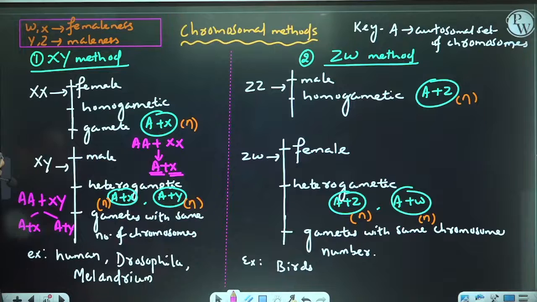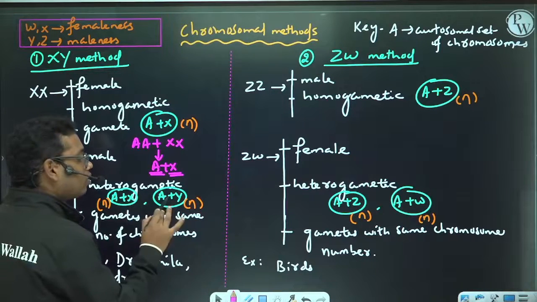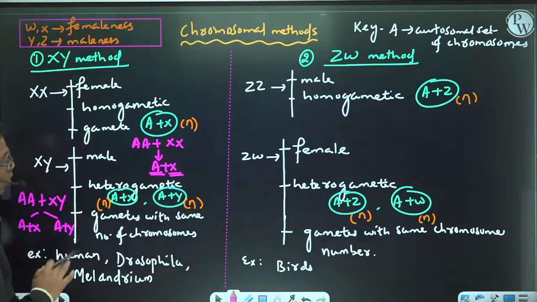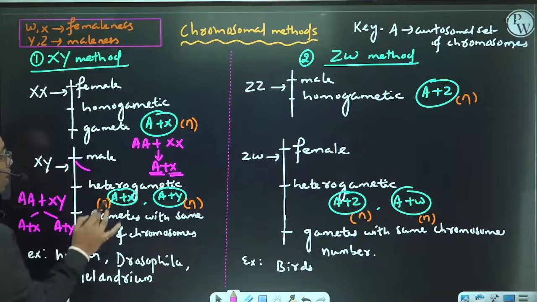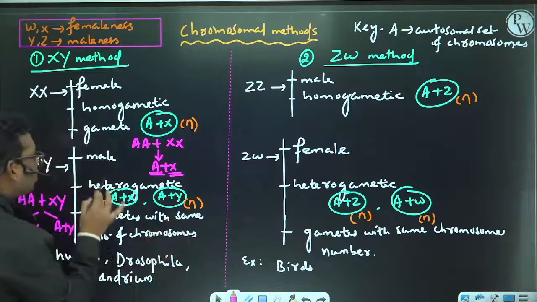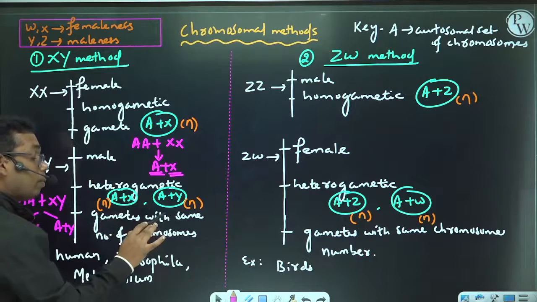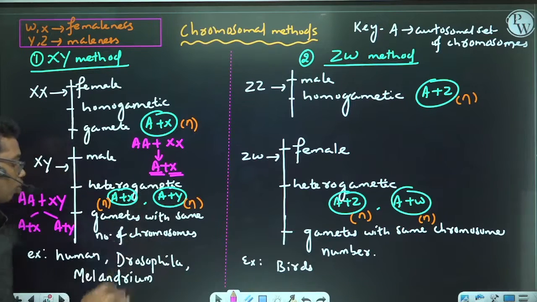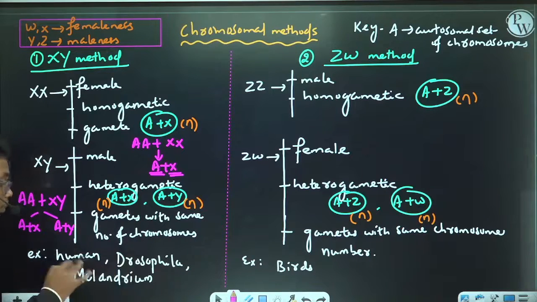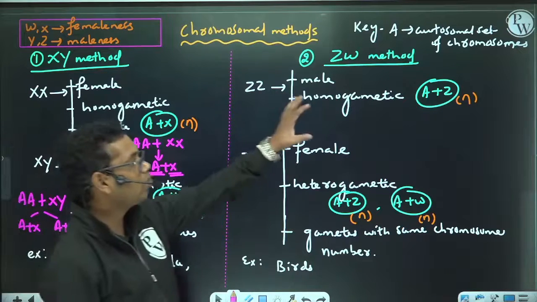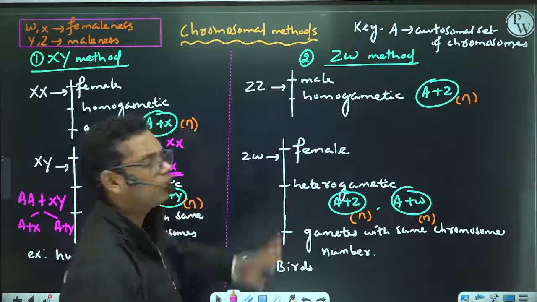But the number of chromosomes in this male gamete and in that male gamete are the same. So no doubt, in the XY method the male is heterogametic, but the male gametes have the same number of chromosomes. This XY method is applicable in organisms like Drosophila, human and Melandrium. Melandrium is a plant. And the ZW method is just opposite to the XY method.